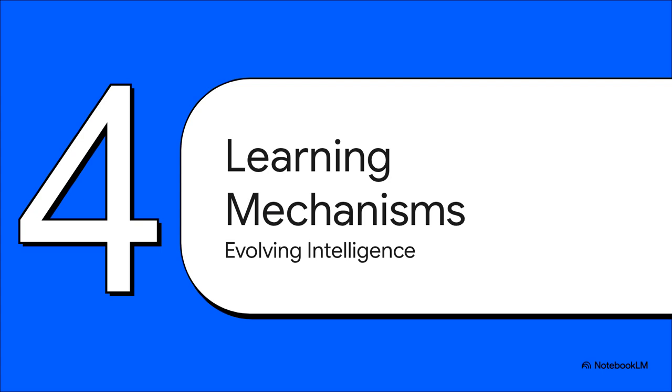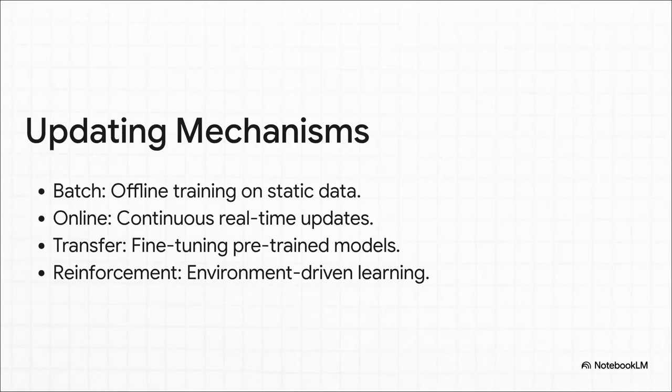Basically, how does the system actually get smarter? Well, there are 4 main updating mechanisms driving this evolution. First is batch learning, which is basically offline training using massive sets of static historical data. Then you've got online, or incremental learning. This is huge because it allows the model to continuously update its parameters in real time as new data flows in.